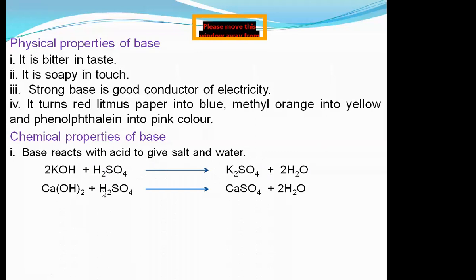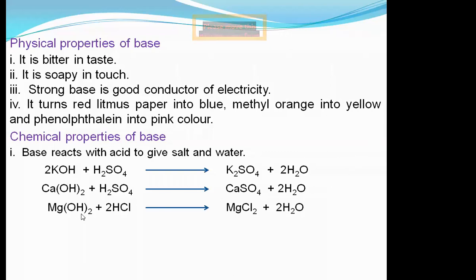After then, calcium hydroxide reacts with sulfuric acid, again the same process, and you will get calcium sulfate. Calcium has valency 2, sulfate has valency 2, so CaSO4, and H and OH give water. After then, magnesium hydroxide and hydrochloric acid. Magnesium has valency 2, chloride has valency 1, so valency exchange gives MgCl2.